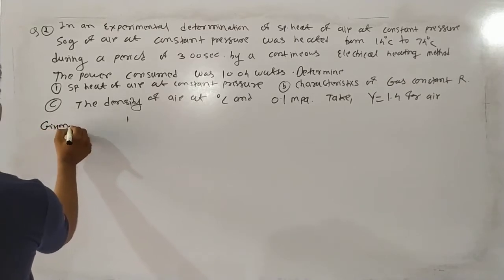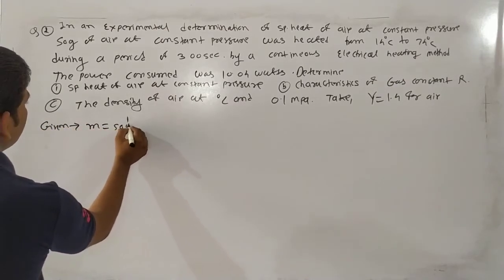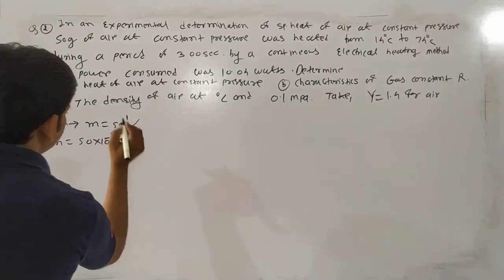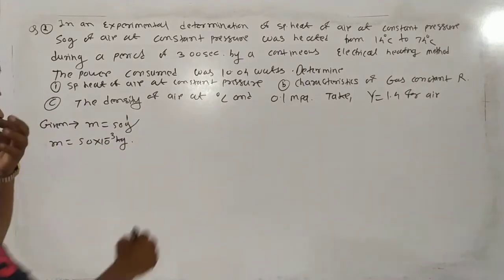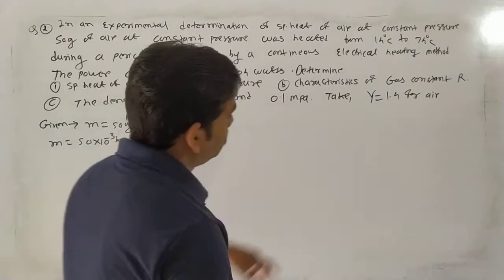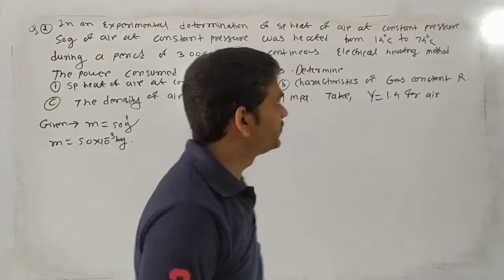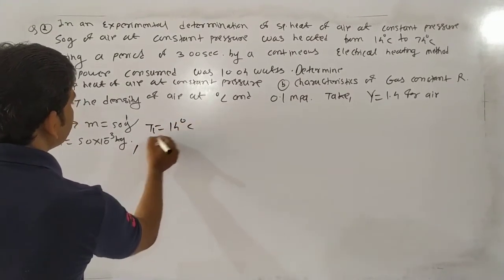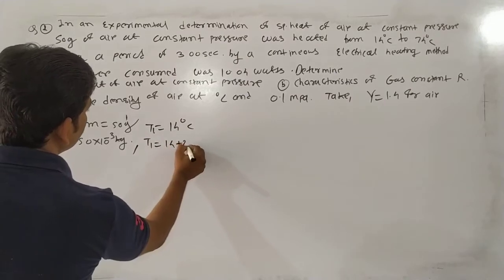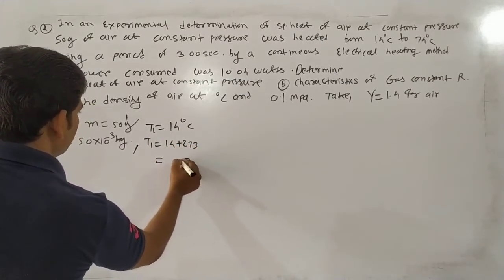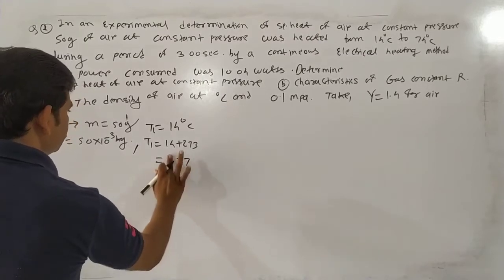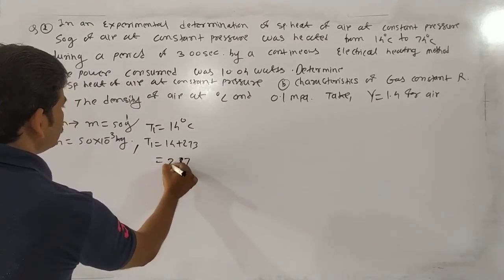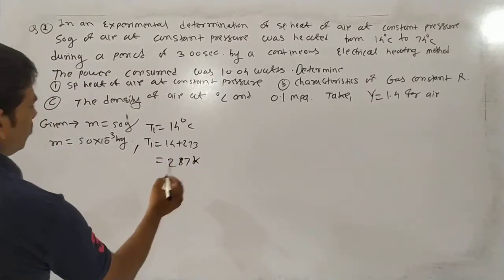So given data. What is the mass of air? 50 gram. So convert the mass into kilogram. So 50 into 10 to the power minus 3 kg. At a constant pressure was heated from 14 degrees Celsius to 74 degrees Celsius. Means what is here, guys? The value of T1 is 14 degree Celsius, so convert into Kelvin. 14 plus 273, how much? 287 Kelvin.